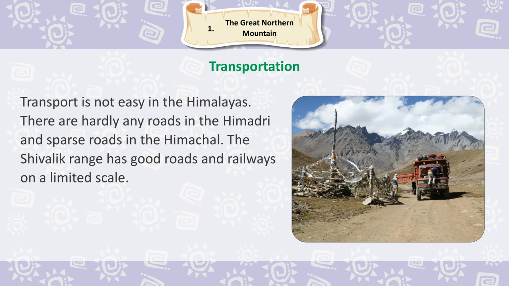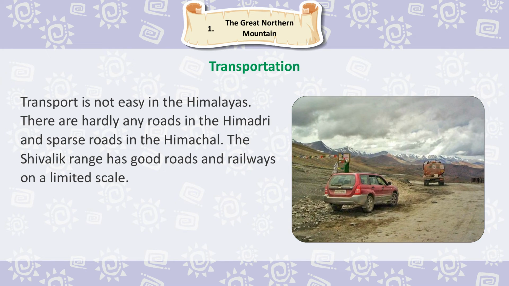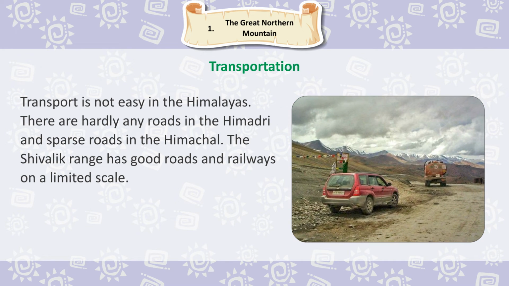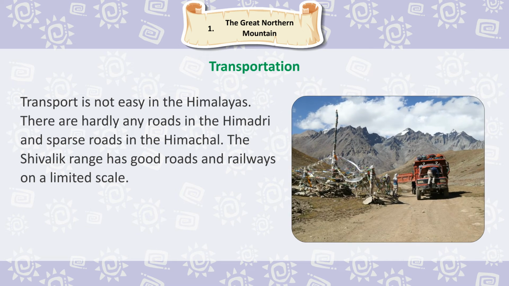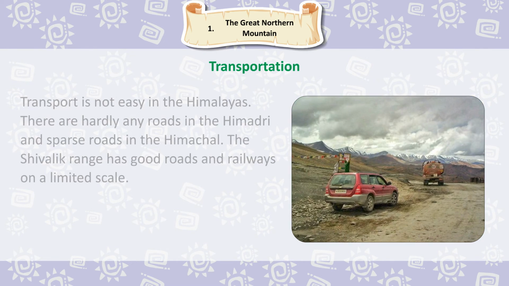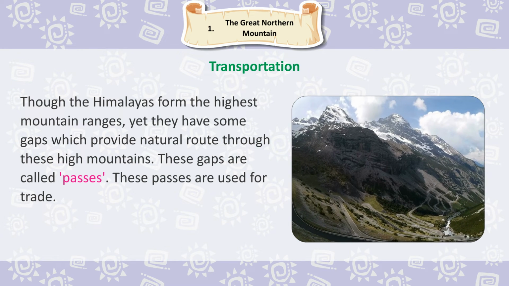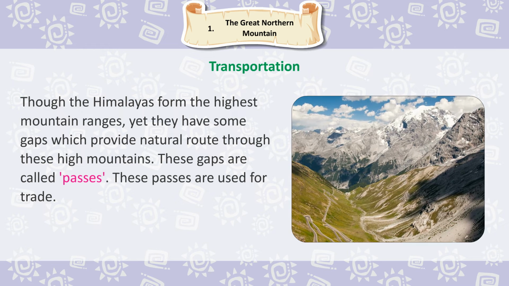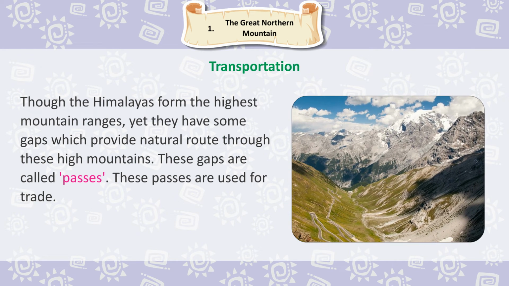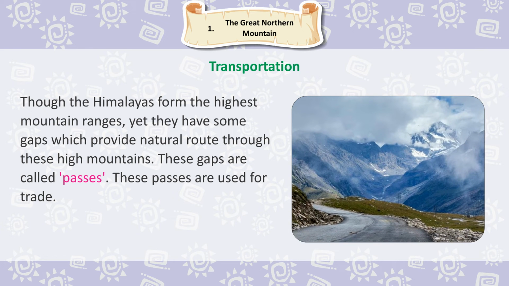Transportation. Transport is not easy in the Himalayas. There are hardly any roads in the Himadri and sparse roads in the Himachal. The Shivalik Range has good roads and railways on a limited scale. Though the Himalayas form the highest mountain ranges, yet they have some gaps which provide natural routes through these high mountains. These gaps are called passes.